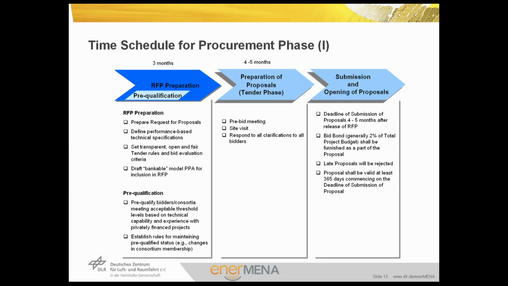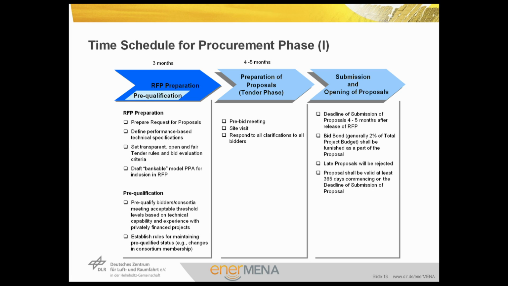The time schedule for the procurement phase starts with the RFP preparation that lasts for 3 months. Request for proposal preparation normally includes the request for proposals. It defines performance-based technical specifications. It sets transparent, open, and fair tender rules and bid evaluation criteria. It drafts a bankable model of the power purchase agreement, PPA, because the developers have an interest also to know what is the governmental framework package for the entire project.